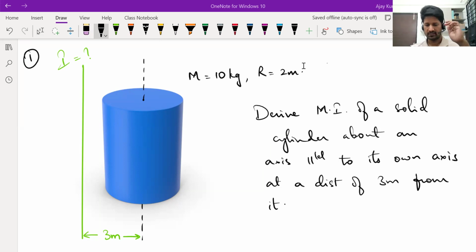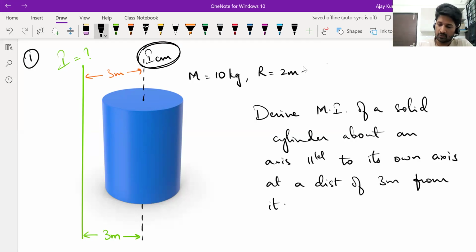Fine. See, the given axis about which you need to find out the moment of inertia is parallel to an axis passing through the center of mass. These two are parallel axes, the green one and the dotted black one. They are parallel, and the distance between them is given, 3 meters. The black one is an axis passing through center of mass, and we already know the moment of inertia of a solid cylinder about this axis. So I_CM is known to us.